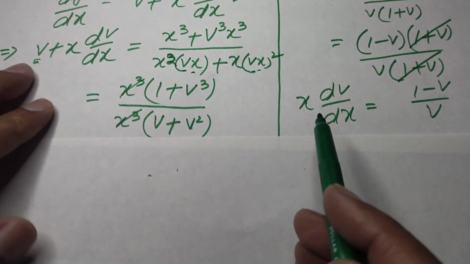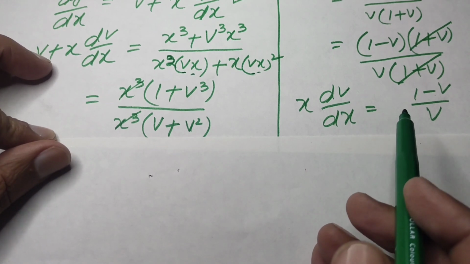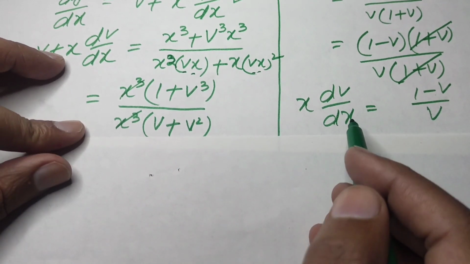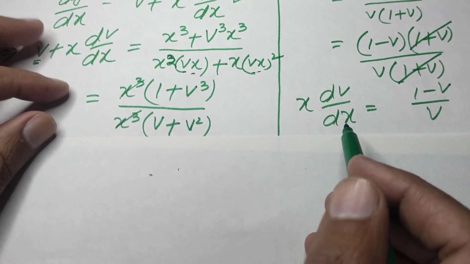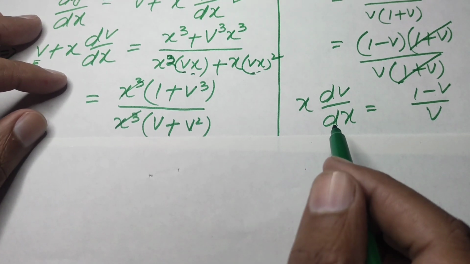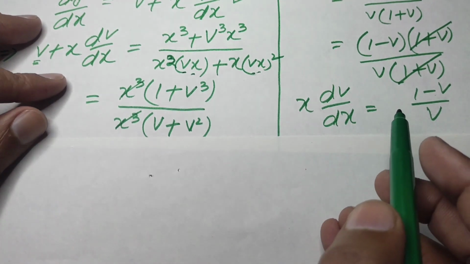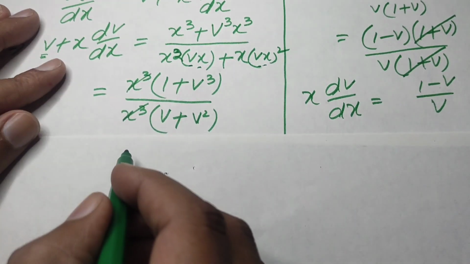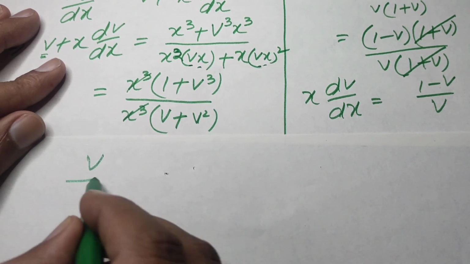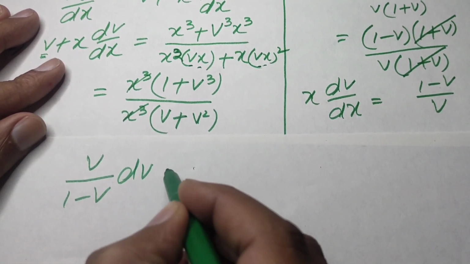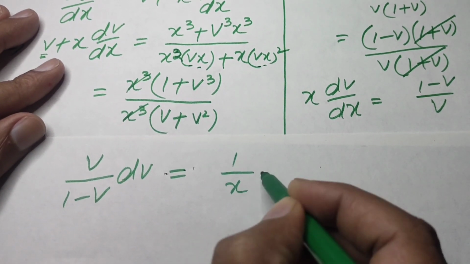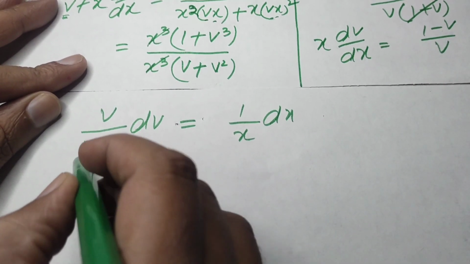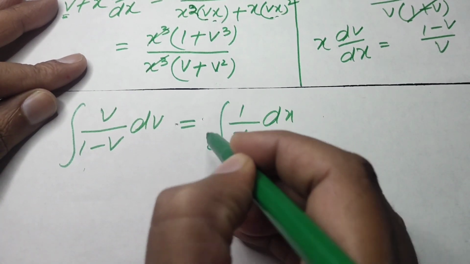After this simplification, we obtain the differential equation in this form, and this form of differential equation is known as a separable differential equation. So here we will separate the variables on both sides, taking the variable v on the left hand side, and we get v over (1 minus v) into dv is equal to 1 over x times dx. Okay, we will take the integration on both sides.